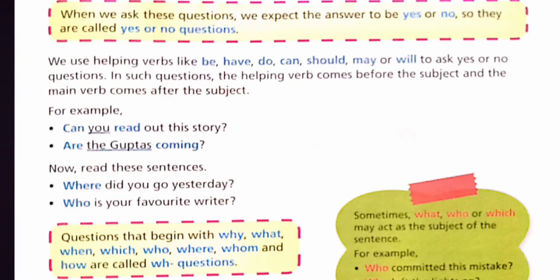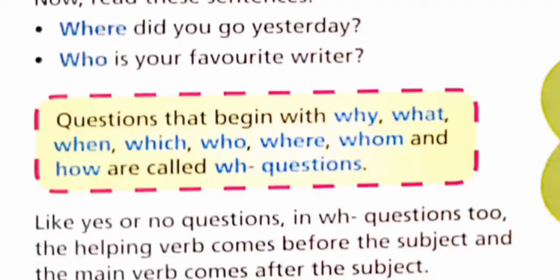Where did you go yesterday? Who is your favorite writer? Questions that begin with why, what, when, which, who, where, whom and how are called WH questions. Like yes or no questions, in WH questions too, the helping verb comes before the subject and the main verb comes after the subject.